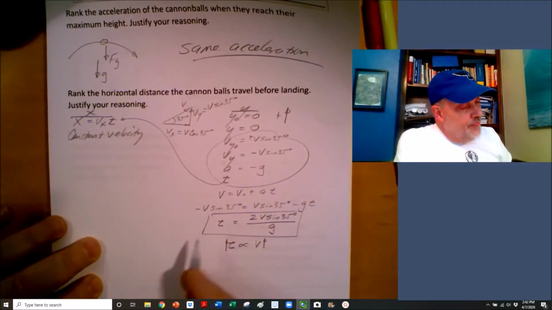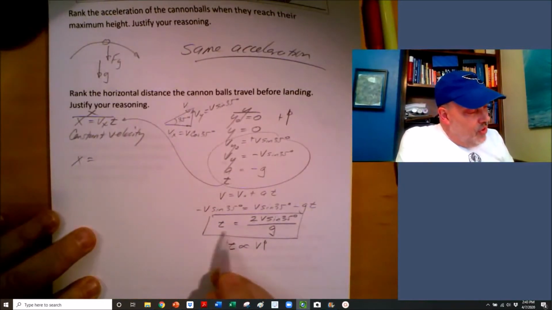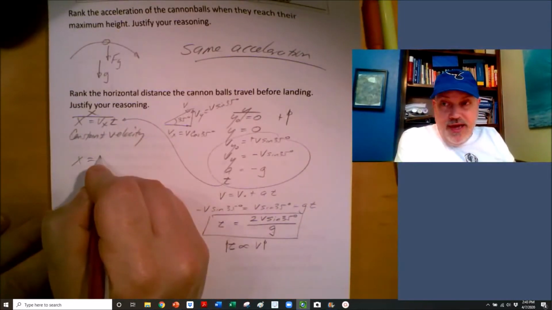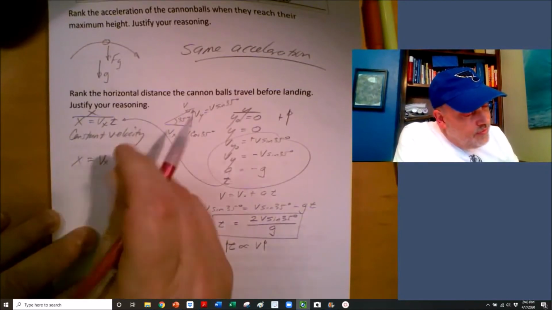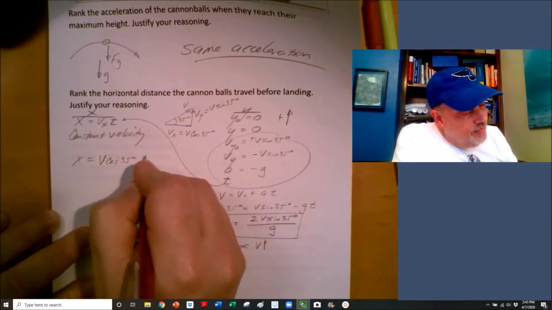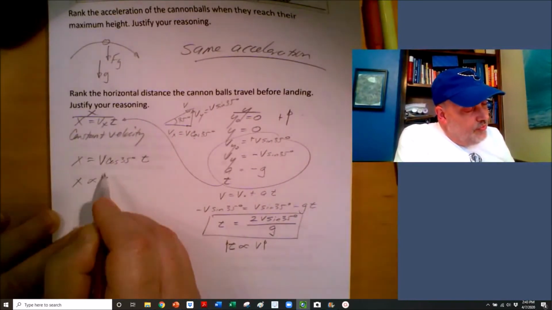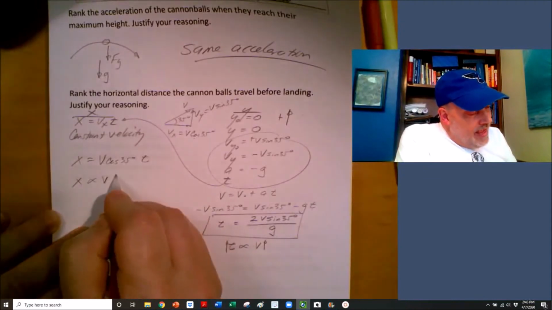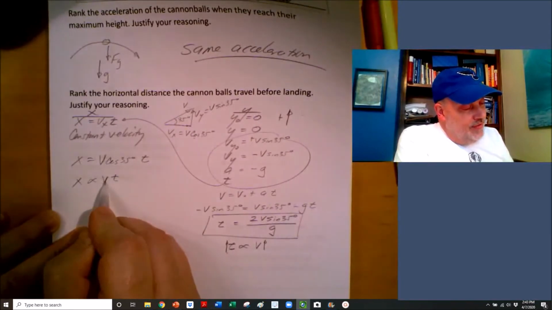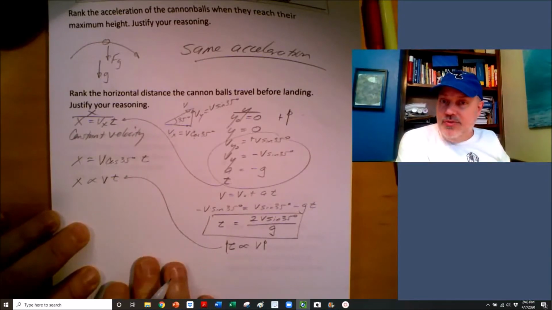That's important. So now if we pass that information over here, we get that x equals all of this time times the x velocity. But we know the x velocity is v cosine 35 degrees times this time. Now look, that means x is also proportional to the velocity and times the time. So as the velocity goes up, the time goes up, and as the velocity goes up, x goes up as well. So there's two reasons why the one that gets launched with the highest speed will go farthest.